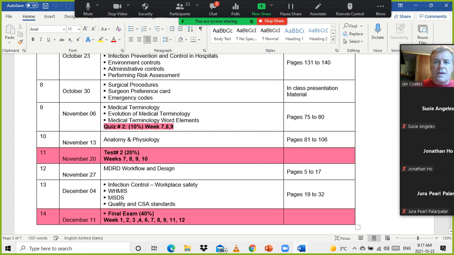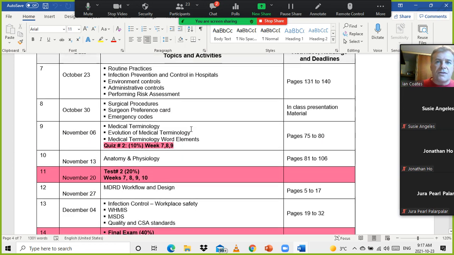Right here, your quiz 2. My original thinking was that, see, here we are, week 7, and routine practices and all these kinds of things here. Week 8, we're going to get into some surgical procedures, surgeon preference, and emergency codes. You'll get into those there. Week 9, medical terminology, evolution of medical terminology. And I was going to have a quiz 2 here, but I like the way things worked out with test 1 and quiz 1. And the whole saying, if it ain't broke, don't fix it.